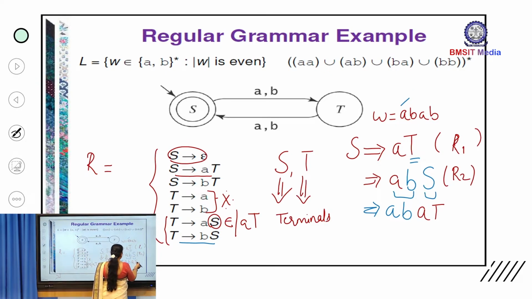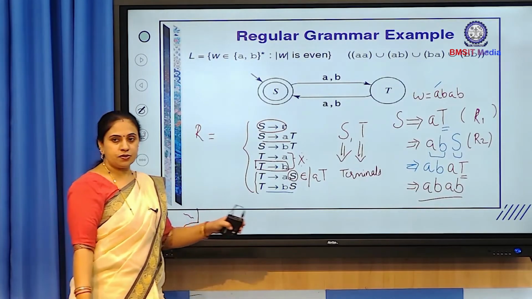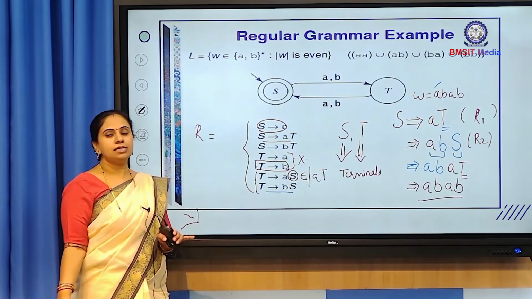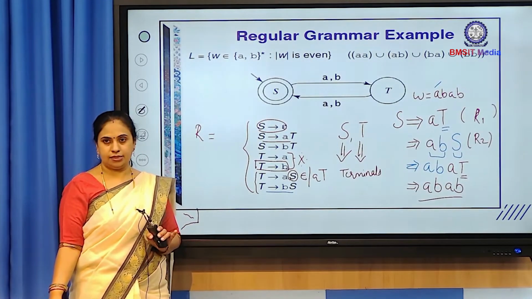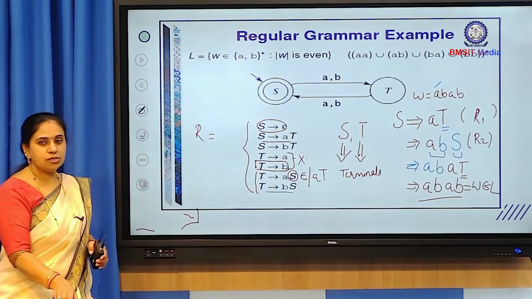Similarly, ABAT. Next, I have one more non-terminal, that is capital T. Finally, I need to obtain only one symbol, so I will make use of the production T tends to B, and stop the derivation process. You can see that at the end of the derivation, the string I have obtained comprises only terminals, no non-terminal exists. This string W belongs to the language. So this was a simple example.